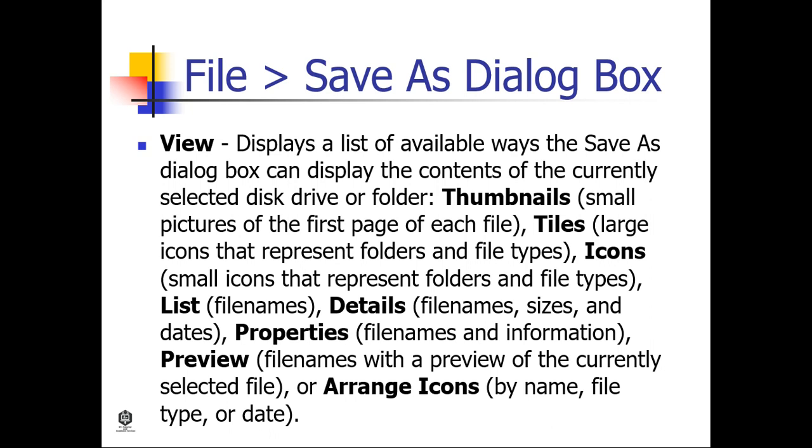View displays a list of available ways the Save As dialog box can display the contents of the currently selected disk drive or folder, such as thumbnails, the small pictures of the first page of each file; tiles or large icons that represent folders and file types; icons or small icons that represent folders and file types; lists of file names; details, the file names, sizes, and dates; properties, which include file names and information; preview, the file names with a preview of the currently selected file; or arrange icons by name, file type, or date.